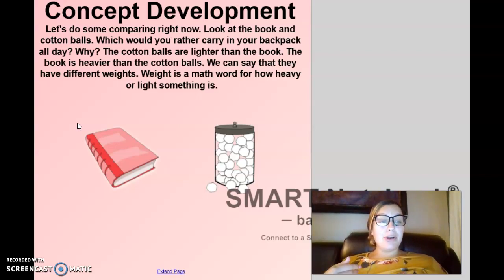So, the cotton balls and the book are two different weights. One is heavier and one is lighter. And although I love to read, I would like to carry the cotton balls around all day because they're lighter. It's going to be less weight for me to carry around. So weight is a math word for how heavy or light something is. When you go to the doctor's, you get your weight checked, right? And that's to tell them how heavy or light you are, okay? So I would want to carry these cotton balls because they're lighter. I could probably last longer carrying them on my back all day.